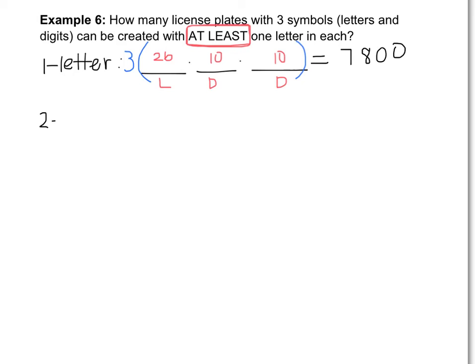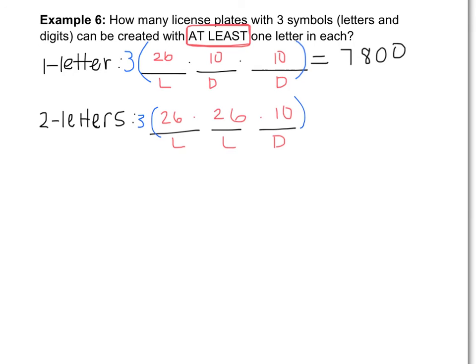But because it says at least, we also need to check 2 letters and 3 letters. So for 2 letters, we're going to have letter, letter, digit, first of all. So that would be 26 times 26 times 10. But for this one, don't forget, I could either have it go letter, letter, digit, or digit, letter, letter, or letter, digit, letter. So again, I have 3 possibilities to multiply by. So that's 20,280.